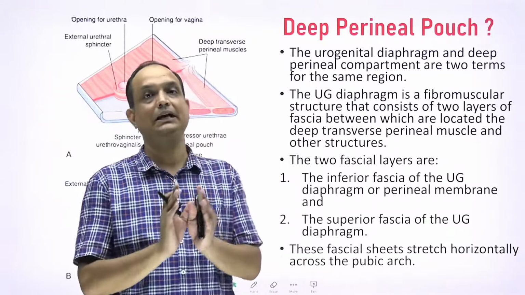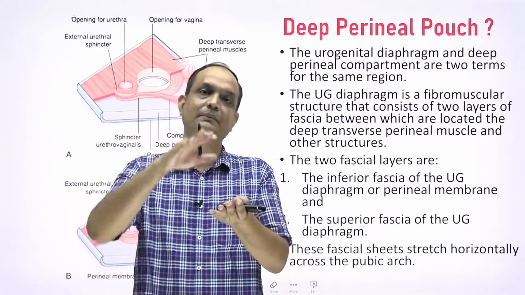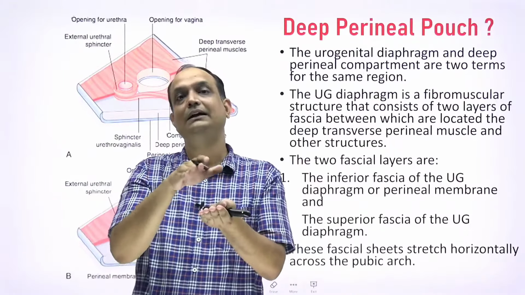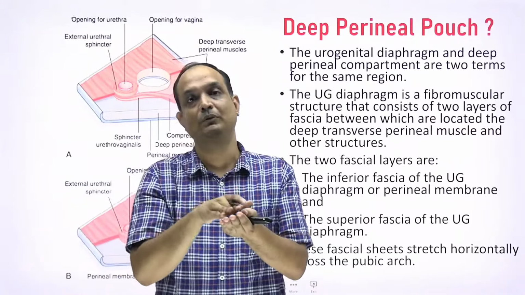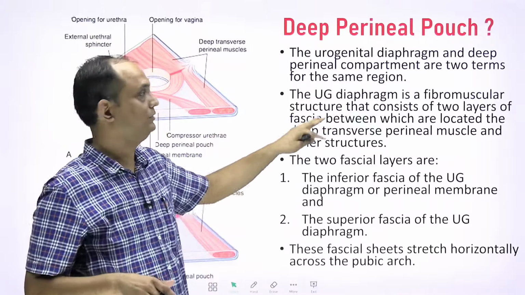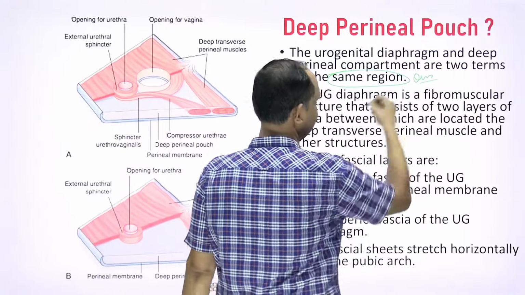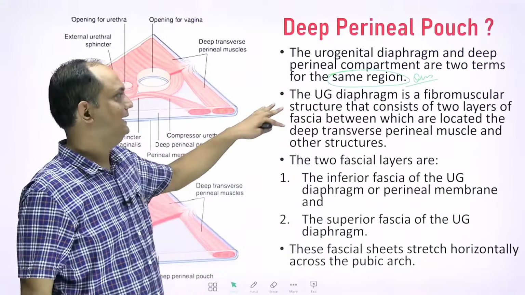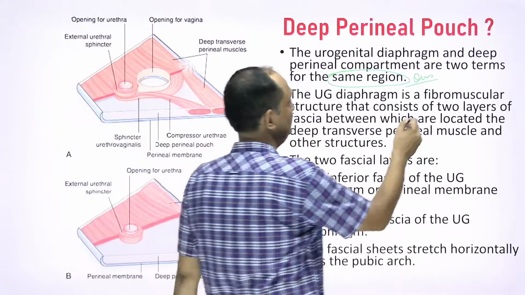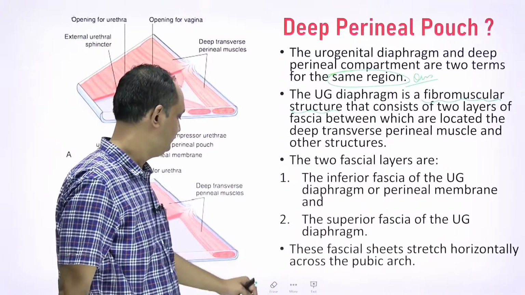Again and again we are using the word perineal membrane as a line of demarcation, and the muscles on the upper part of the perineal membrane are known as the urogenital diaphragm, which is a synonym of the deep perineal pouch. So the urogenital diaphragm and the deep perineal pouch, or compartment, are two terms for the same thing. So this is the important question. Clear? The second thing is that the urogenital diaphragm is made up of muscles; as I already told you, it is a fibromuscular structure and it consists of two layers of fascia.